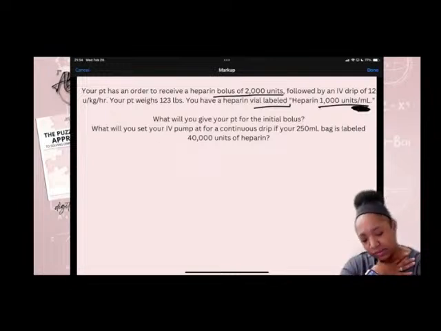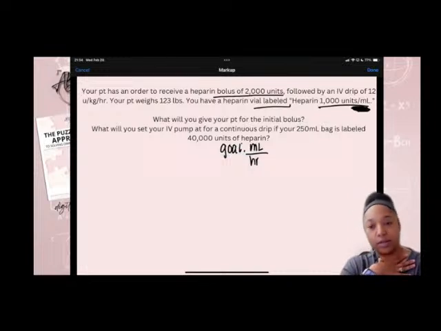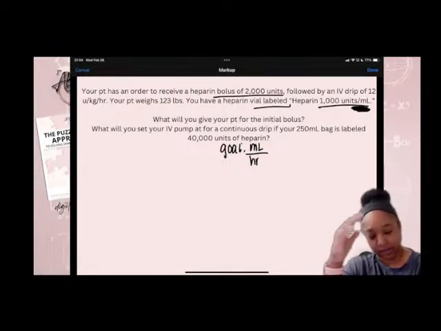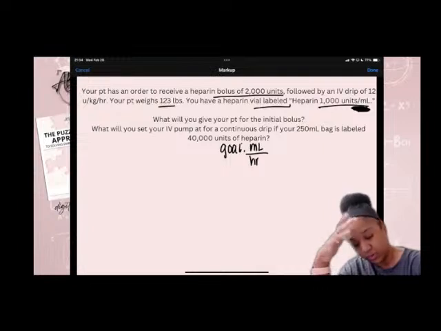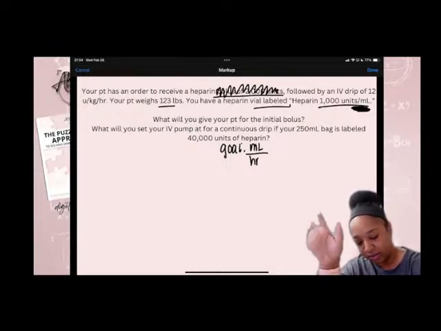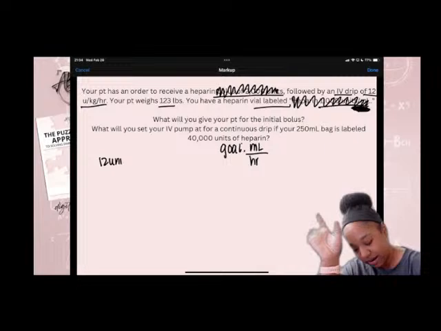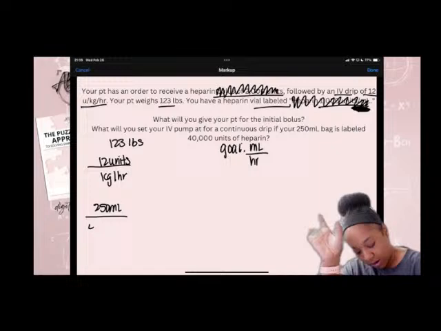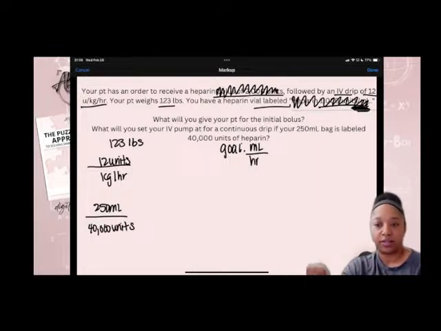All right, so boom. Our second part is the drip. So remember, it said IV pump. So IV pump equals milliliter per hour. Okay, so our patients, wait, because we've already used the bolus stuff. So let's just get that out of the way. So we won't even look at that, okay? So it says followed by an IV drip of 12 units per kg per hour. So 12 units per kg per hour. The patient weighs 123 pounds. And then we have 250 mLs with 40,000 units floating around in it, okay? That is what we need, alrighty?